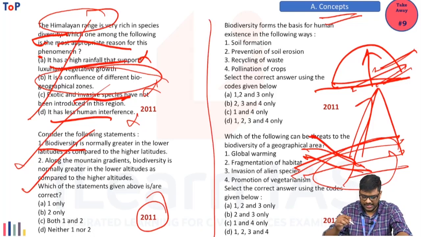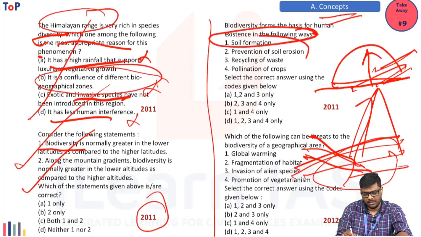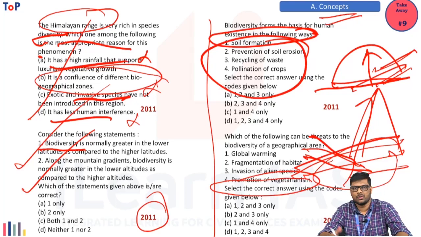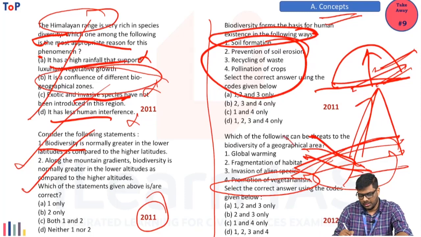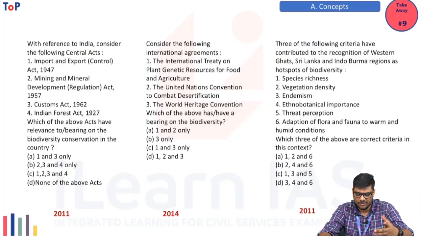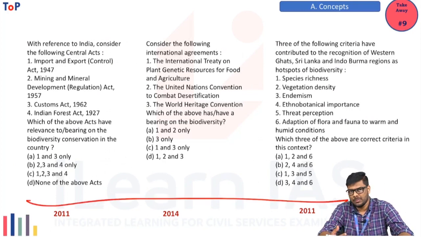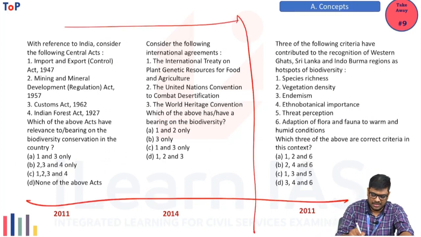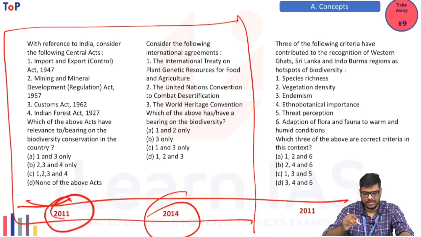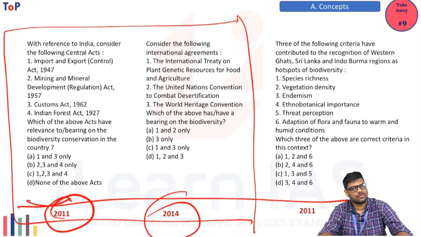And these are two very general questions. Factors which support the existence of humans, all can be the answer. And threats to biodiversity: promotion of vegetarianism cannot be a threat to biodiversity, but all others can be. So these are very general questions which need only a general thought process. These are the fundamental questions, and there are some more which can be said to be application, but they are actually conceptual based questions. Look at the similarity of these two questions asked in 2011 and 2014. Look at the similarities of the questions.